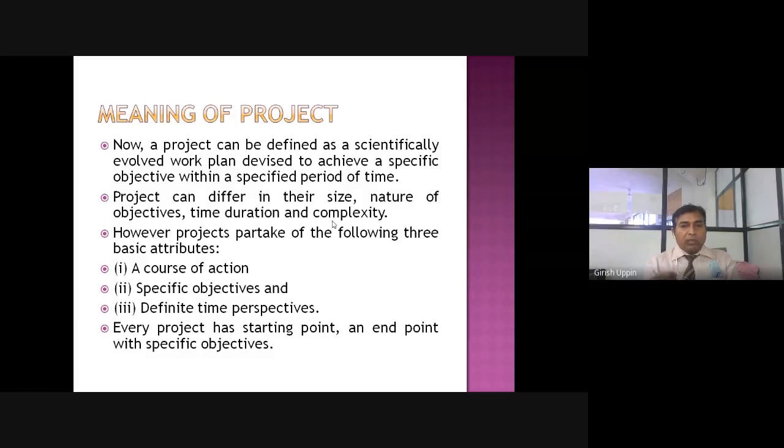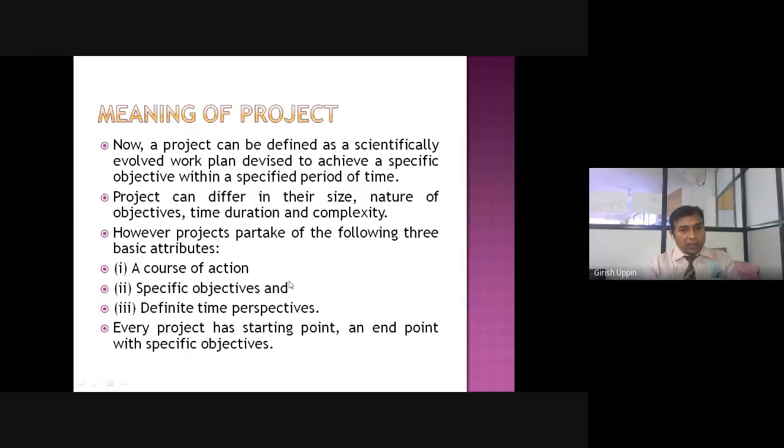Because it is heavily dependent on how each and every component works together, the final success depends on that. So the complexity involved is very high. However, projects partake of the following three basic attributes. These are the three attributes of the project.